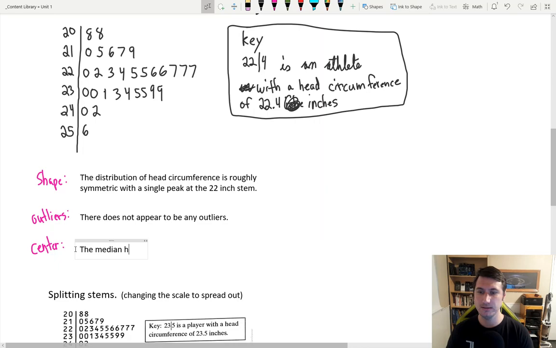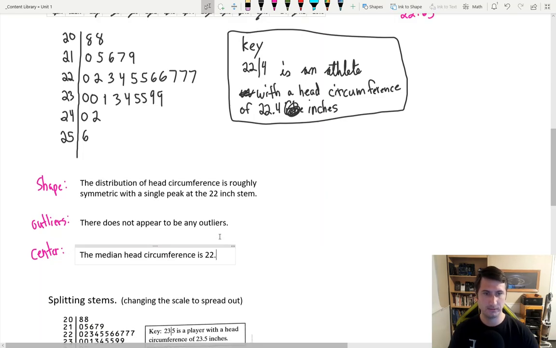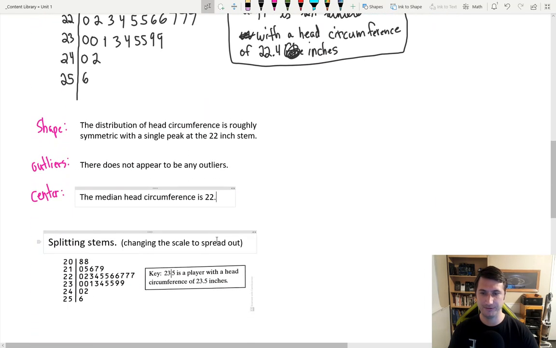The median head circumference is 65 inches.